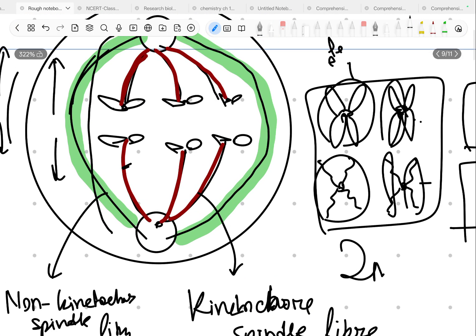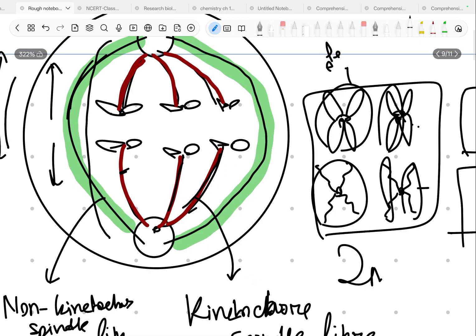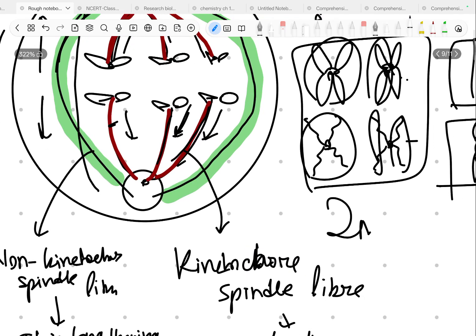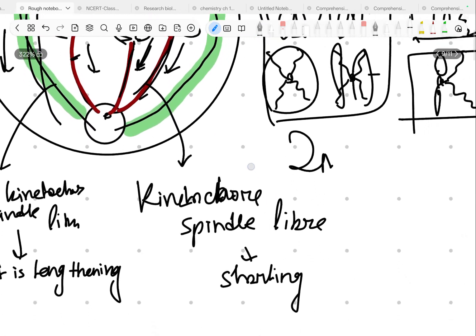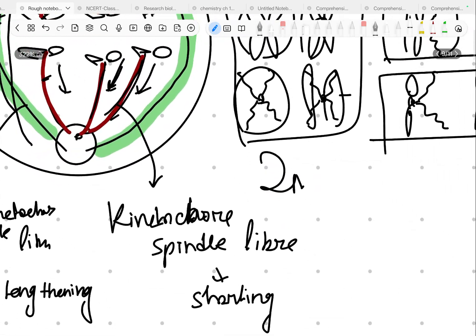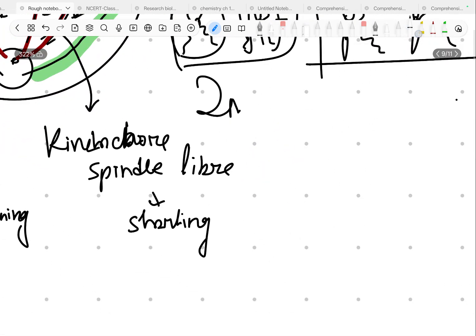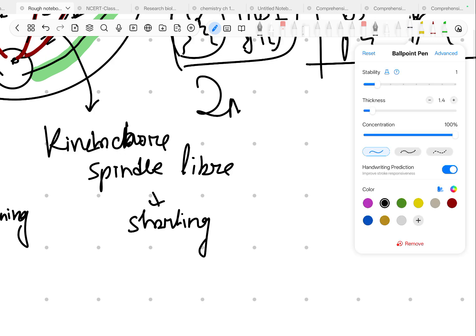Obviously it is shortening, means this part is coming towards it, means reducing. And this spindle fiber, this red color part, is reducing, it is coming back to its position. So the kinetochore spindle fiber is reducing, but the non-kinetochore spindle fiber is actually lengthening. Okay, so after this the chromosome will come to like this.